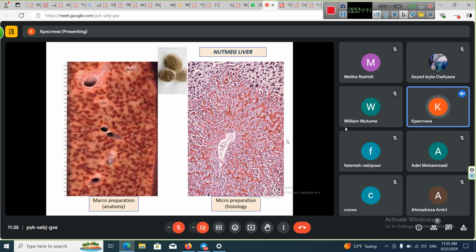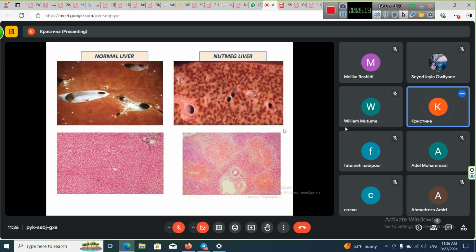So nutmeg liver is the result of the congestion in the liver. It means that the blood cannot return to the heart via the hepatic veins, because the heart cannot pump the blood properly and the blood stays in the veins before the heart, and it causes congestion. And it causes congestion in the liver.